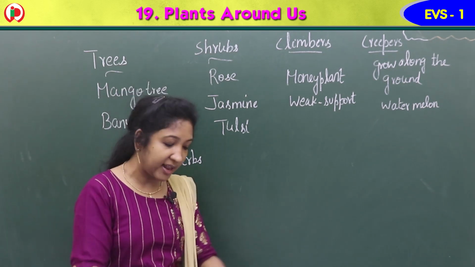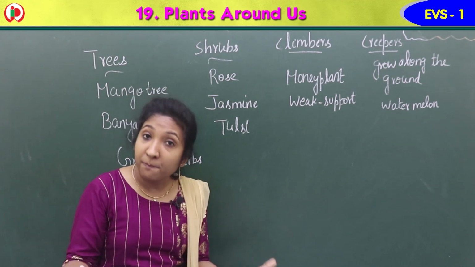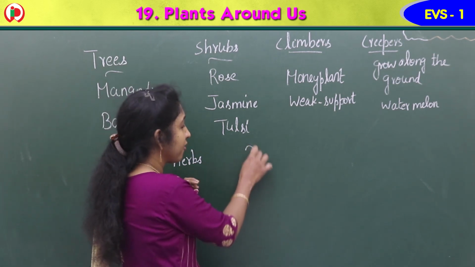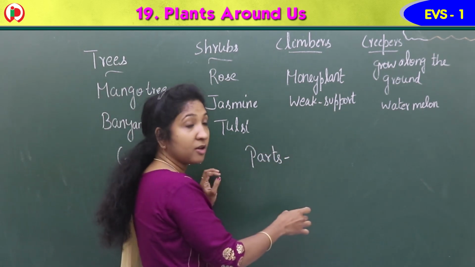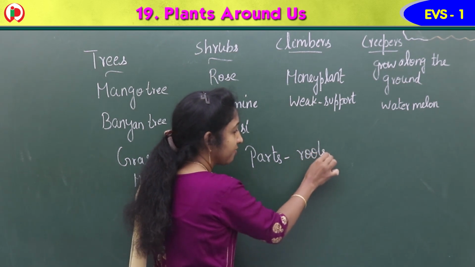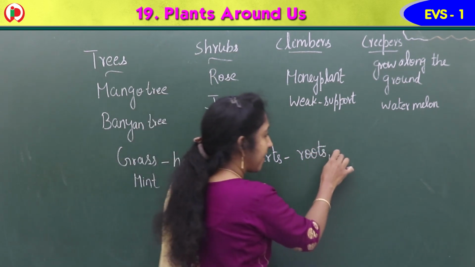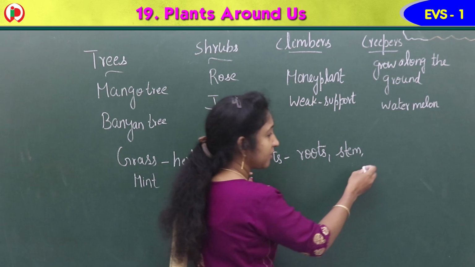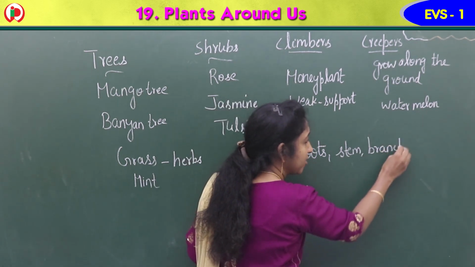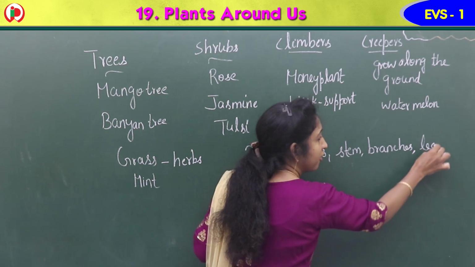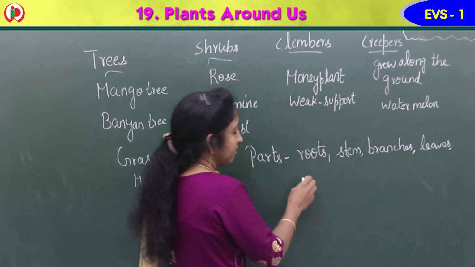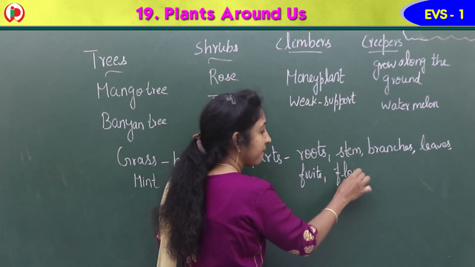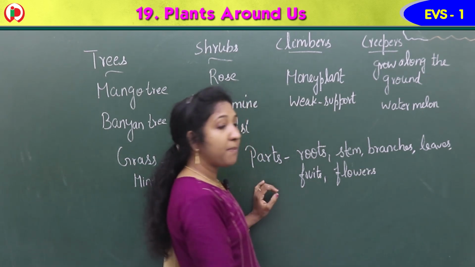Then we learned about different parts of a plant. Just like we have hands, legs, different parts, plants also have different parts. Which are these parts? Yes, parts of a plant. They are roots. Yes, roots, which we can see in the underground. Then stem, the hard part of the plant, stem. Then branches, leaves are there for plants. Then fruits are there, then flowers are there, isn't it? These are the parts of a plant.